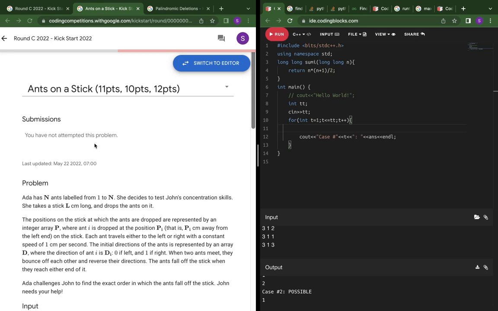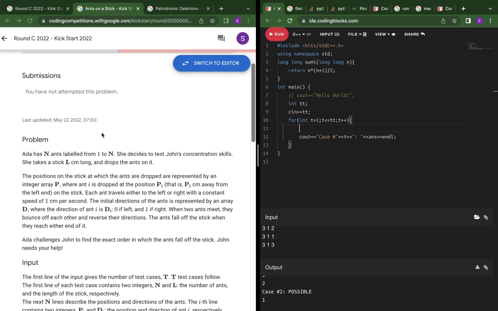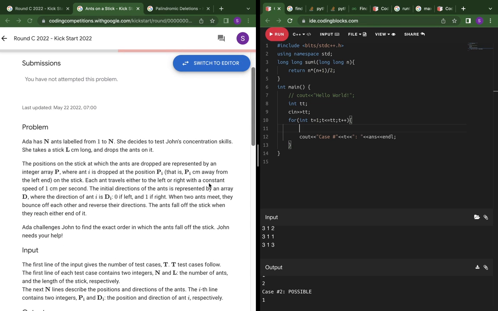Ants on a stick, problem number 3 from round C of Kickstart 2022. And this problem states that a girl named Ada has n ants labeled from 1 to n, and she decides to test John's concentration skills.